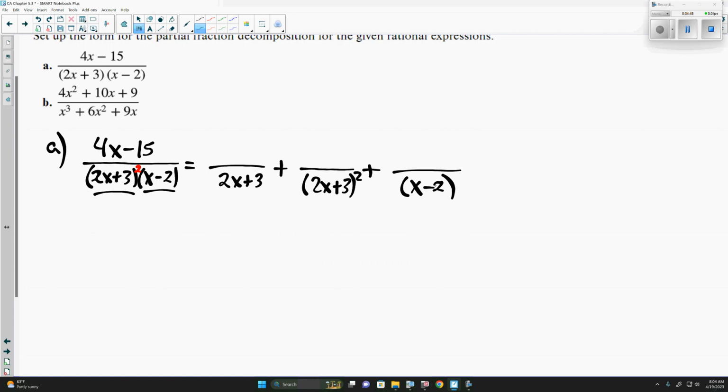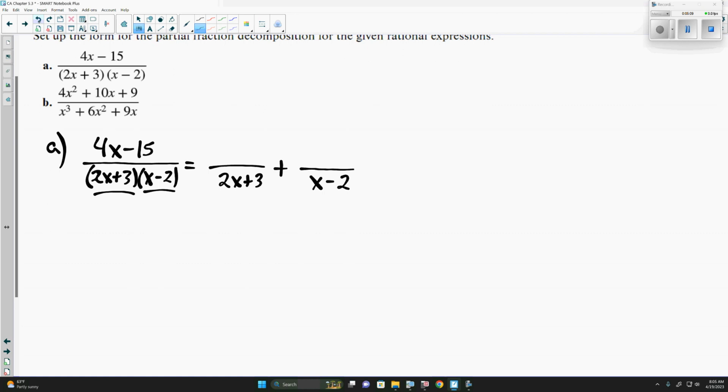So since we have 2 of them, we need them both. We need 2x plus 3 and then 2x plus 3 squared. If we had it cubed, we'd have 2x plus 3, 2x plus 3 squared, and then 2x plus 3 cubed. We just keep adding them on for each power that we have. But since we don't have the square, we don't add it in there. We just have these two. Questions on this so far?